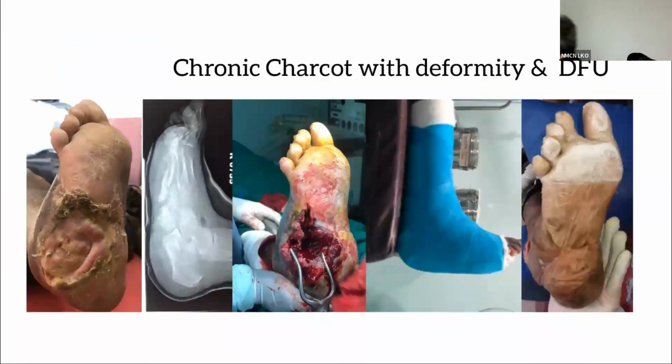Now, chronic Charcot with deformity, with DFU. You can see the deformity, the entire ankle is tilted. There is a totally deformed ankle, wherein the entire body weight is on the lateral aspect of it. So we did the surgery, we took out all the prominent bones in that area, we put him into the system, everything has to be done. And now he is back in CROW shoes. He is ambulatory.